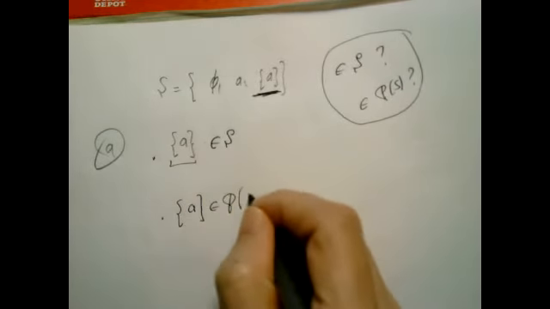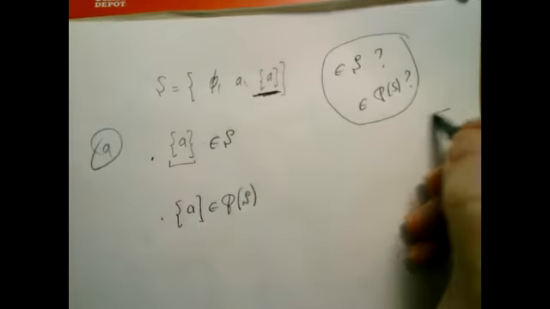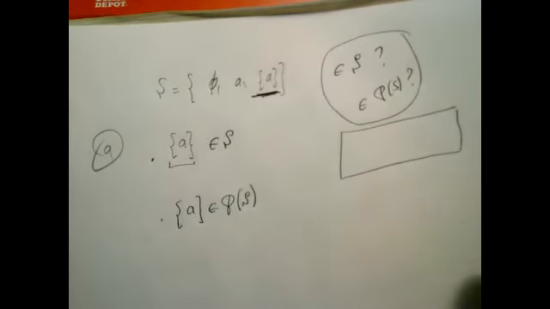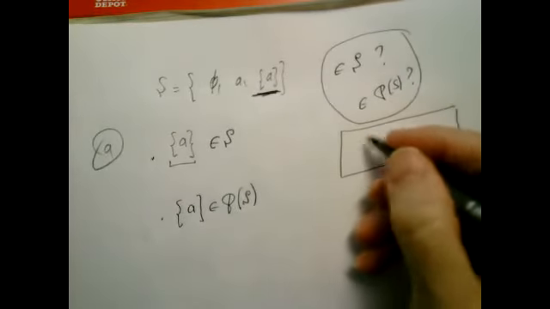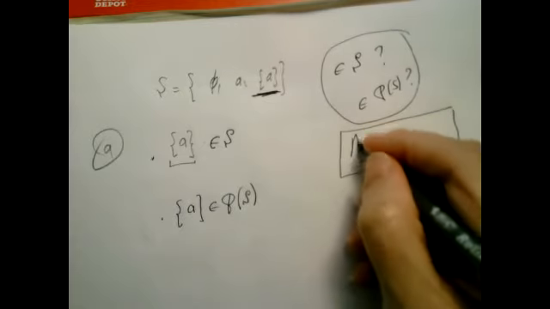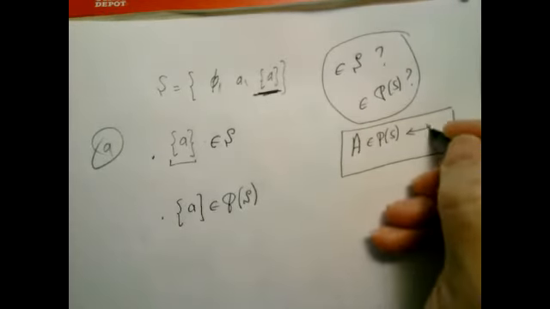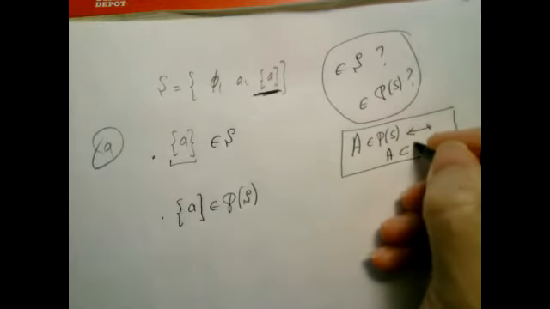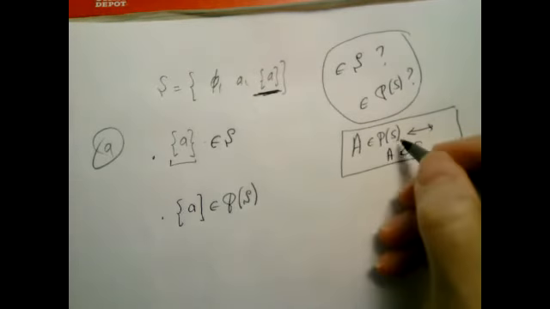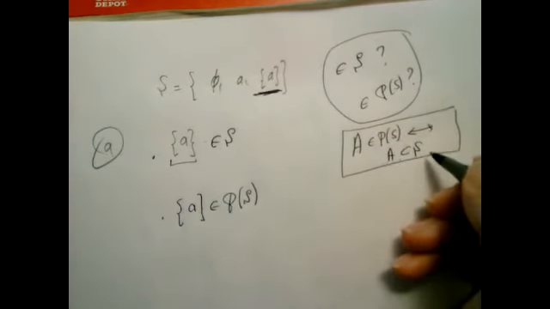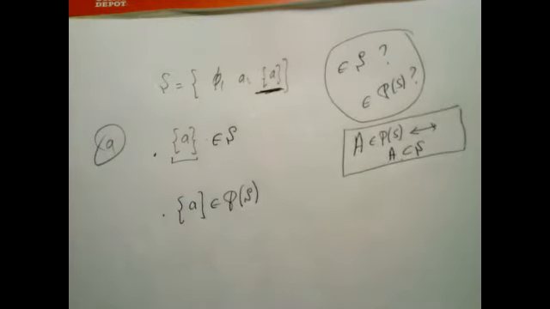Is it an element of the power set? And remember, crucial: a set, let me call it set A, being an element of the power set means it's a subset of S. So to show me that something is an element, you have to tell me that it is a subset. So who would like to finish?